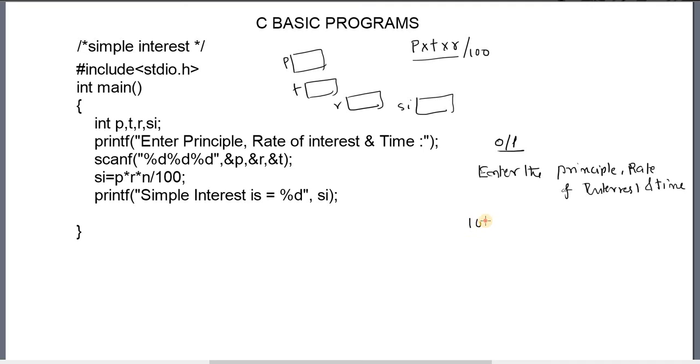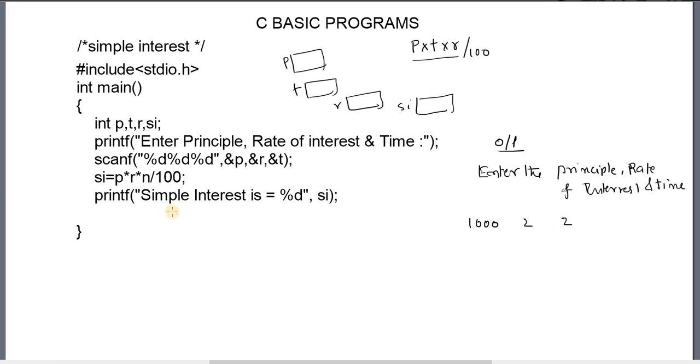Principal amount, the total amount is 1000 rupees. And the second one is the rate of interest, 2 rupees per 100 per year. And another one is the time. How many years? 2 years.